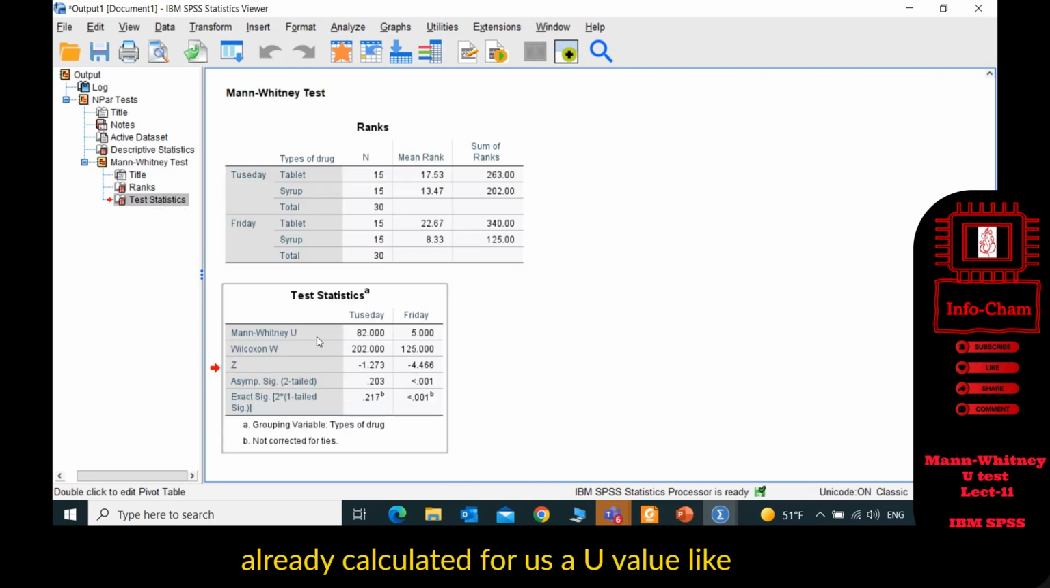It is all already calculated for us, a U value like 82.5 for that one, and Wilcoxon W is also a value, but we will not talk about it now. So Z value is like a P value, but it is not exactly a P value. We have to focus on this value actually. This value, right, for Tuesday group and Friday group.